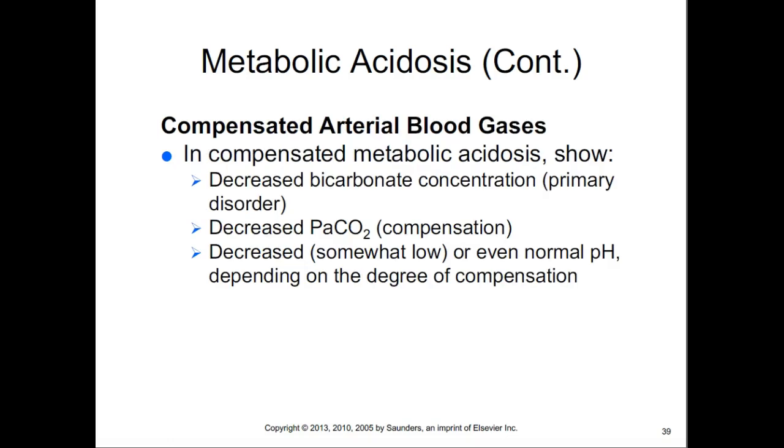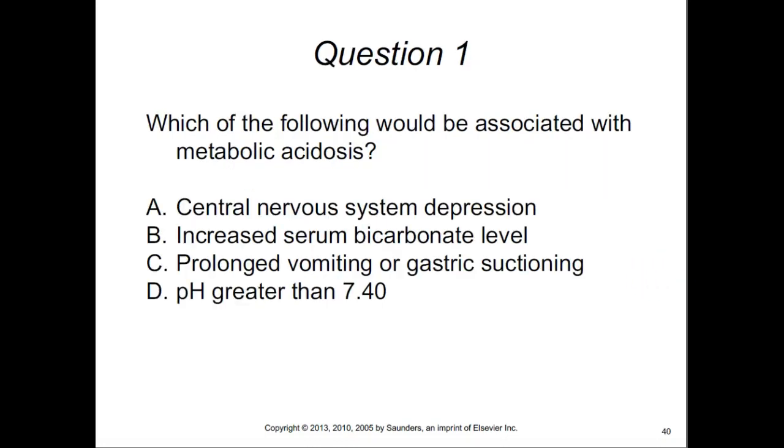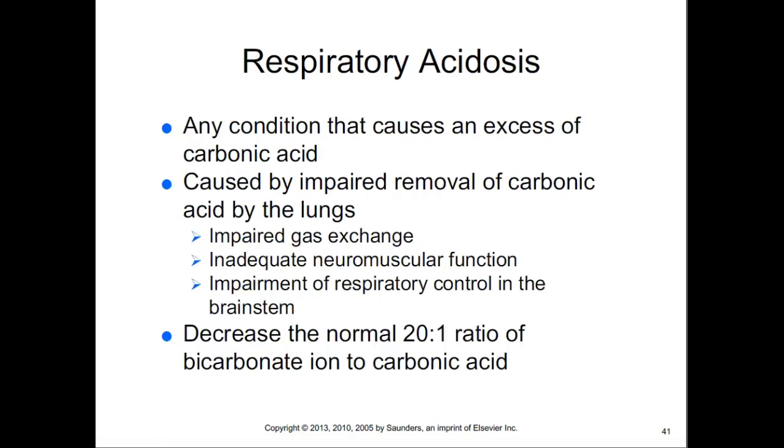Compensated metabolic acidosis shows decreased bicarbonate concentration and a decreased partial pressure of carbon dioxide, because that's compensating, right? The pH is somewhat lower or even normal, depending on the degree of compensation. So which of the following would be associated with metabolic acidosis? Reading them: central nervous system depression, increased serum bicarbonate level, prolonged vomiting or gastric suctioning, pH greater than 7.4. B, C, and D are negative, so A is the correct answer, central nervous system depression.